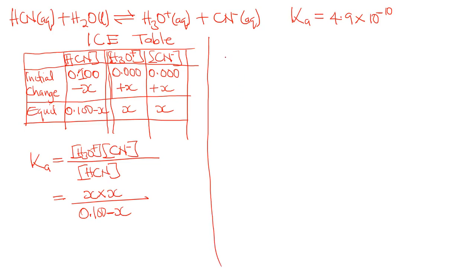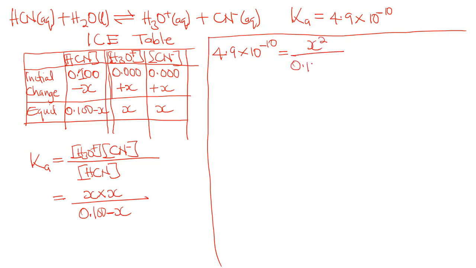So if I can continue solving this problem here. We'll say that our Ka, we already know what it is. It is given as 4.9 times 10 to the power negative 10. So we'll say that 4.9 times 10 to the power negative 10 is equal to X squared over 0.100 minus X.